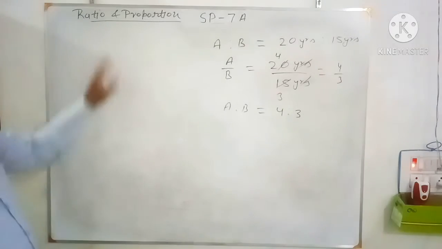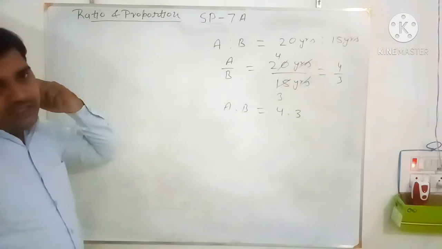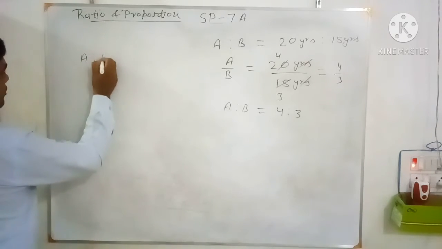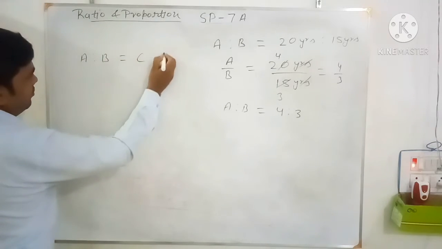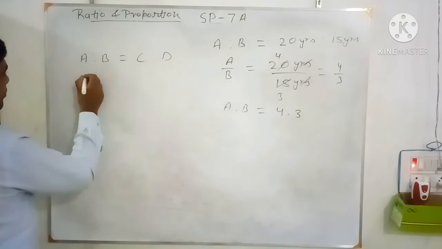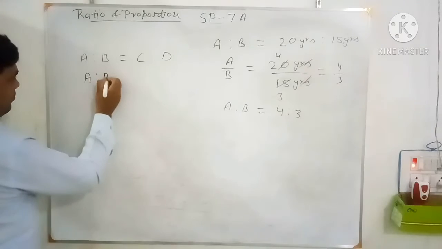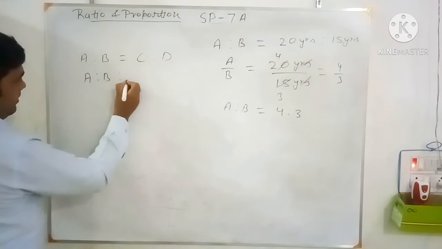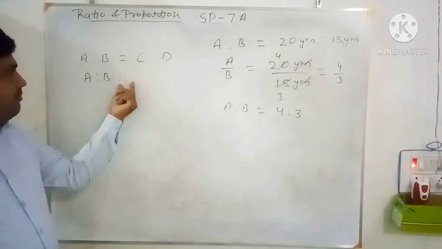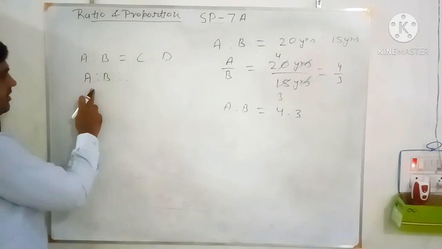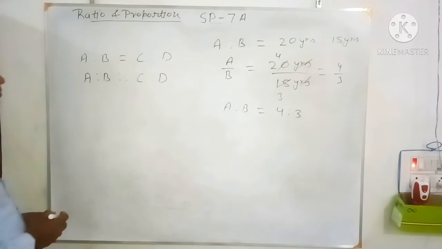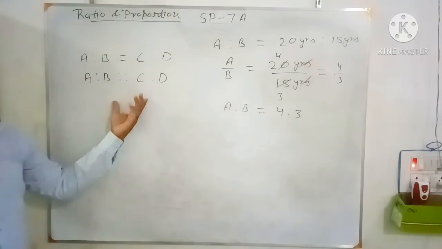Now proportion: when two ratios are equal, when we equate two ratios, then we say it is a proportion. For example, suppose the ratio A is to B equals the ratio C is to D. Since the two ratios are equal, that is called a proportion. The sign of proportion is four dots. It is written as A is to B proportion C is to D.